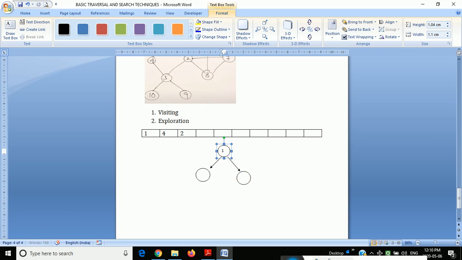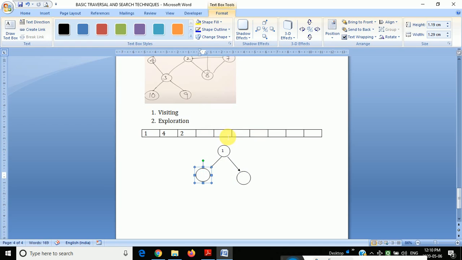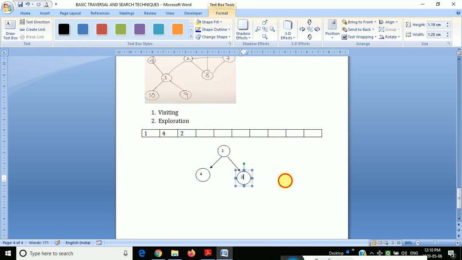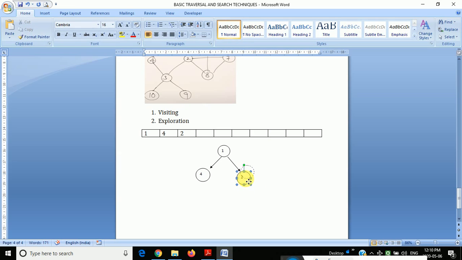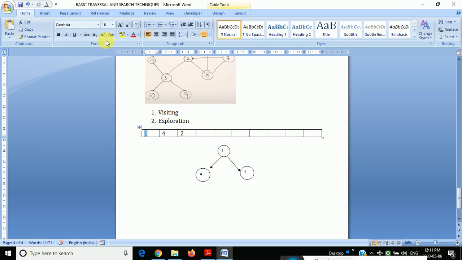This is the 1, 4, 2. So we have now visited 1, 4 and 2. Now this one we have visited and it has been explored. Okay, next we'll move to the fourth one. Now we'll visit it and we'll explore it.